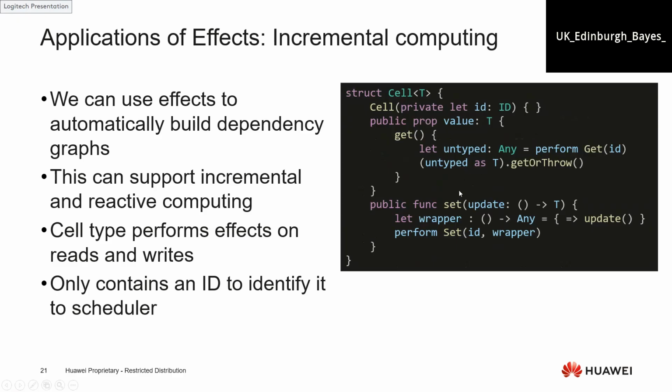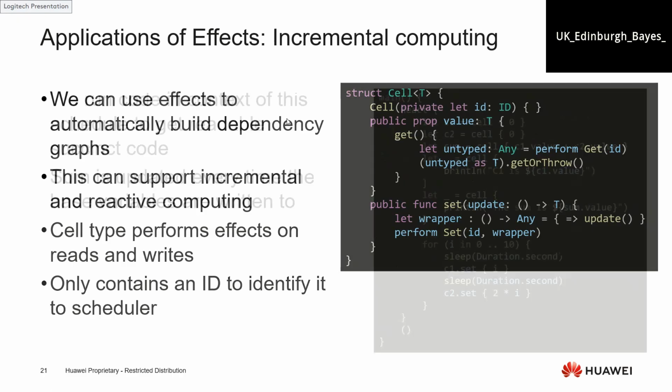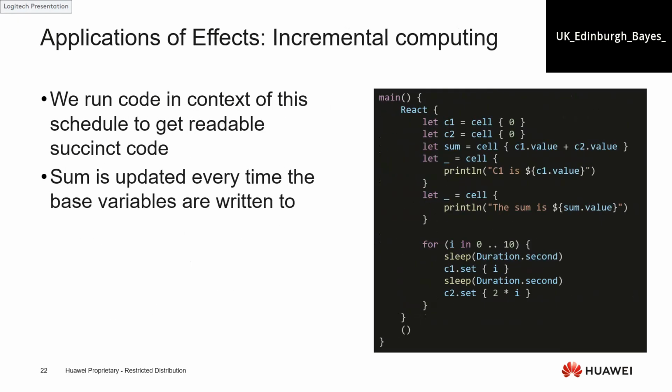Reading from it performs a get effect. Writing to it performs a set effect. And they only contain an ID to identify it to the scheduler. I don't really have time to go into details of how it actually works, but basically, by recursively installing a handler when we are writing to the effect, anytime that is read within the writing and so on, you use the recursive handlers to build a dependency graph, and then when something changes, you can just incrementally update everything that relies on that cell.